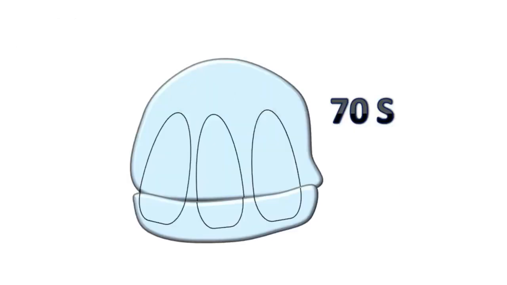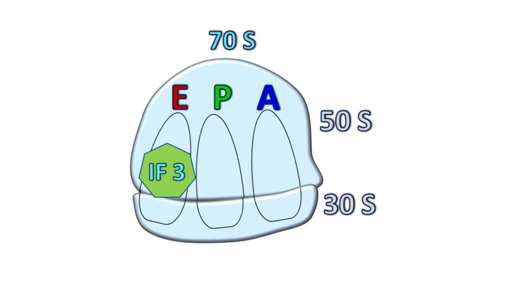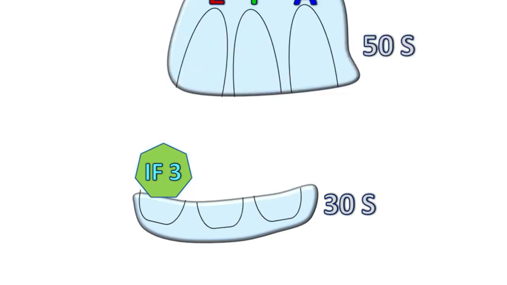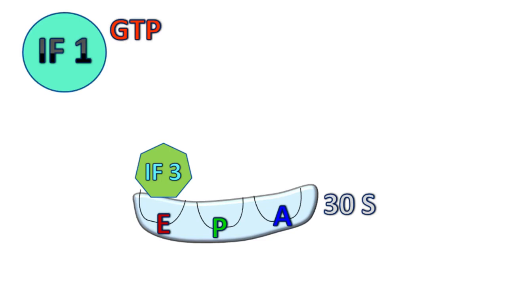In the first step of initiation, the initiation factor IF3 binds to the 30S subunit of the ribosome. The binding of IF3 dissociates the 70S ribosome into 30S and 50S subunits. Next, IF1 GTP binds to the A site of the 30S subunit.